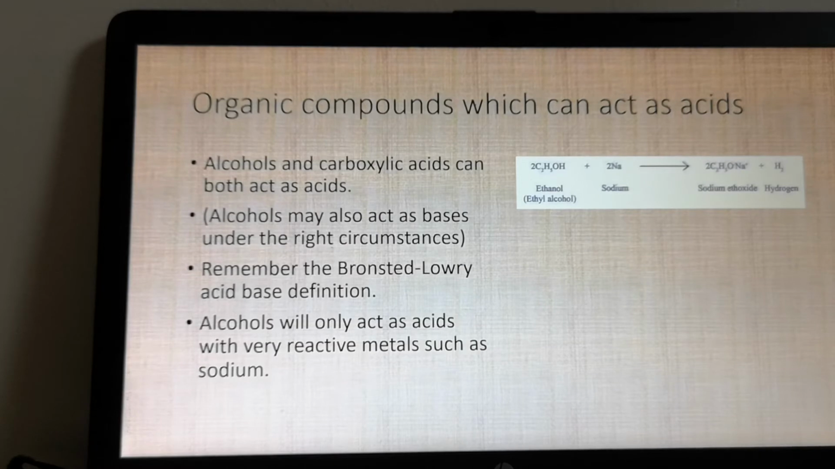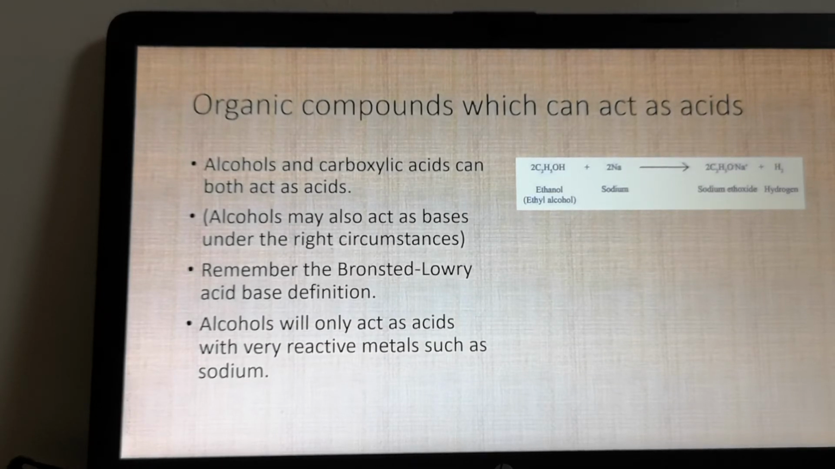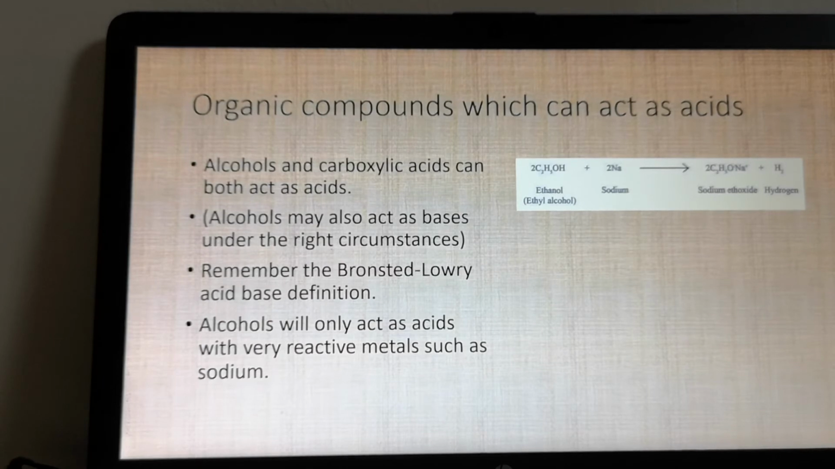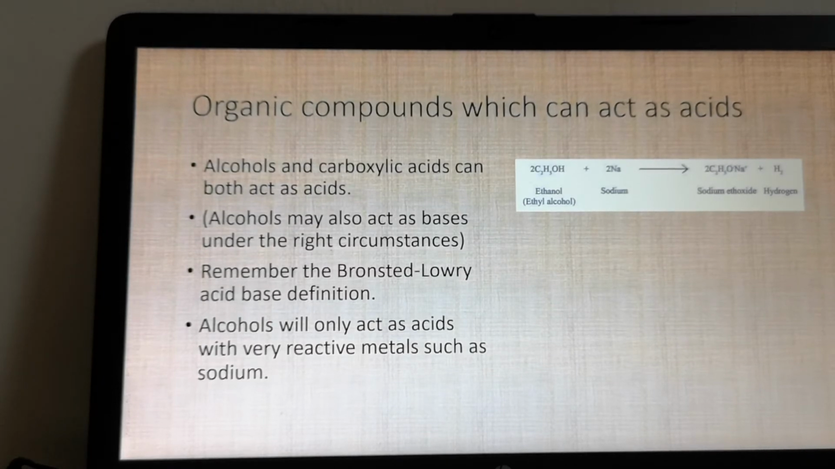They might also act as bases under certain circumstances, alcohols, but I would like for you to think about the Bronsted-Lowry acid-base definition, where a proton receiver is a base and a proton donator is an acid. So in the case of an alcohol, it can donate, and we're going to talk about that in just a second. Alcohols will only act as acids with very reactive metals such as sodium.